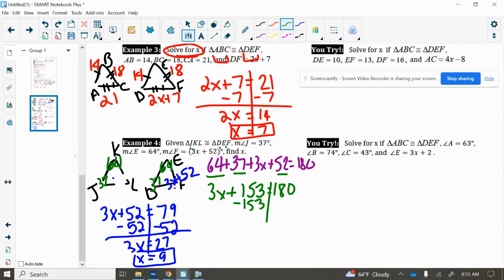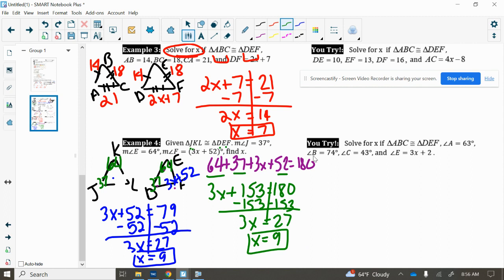Subtract the 153 over. We get 3x equals 27. So either way you do it, you should get your x value to be 9. Okay, so two different options depending on that setup.